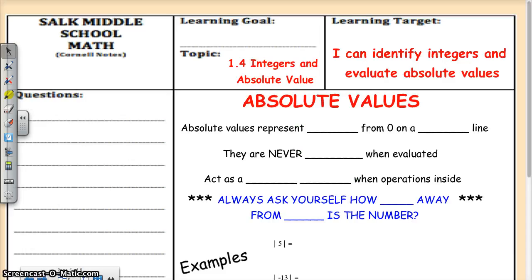Moving on. Absolute values. Absolute values are a huge 7th grade standard. Remember, we represent absolute values with 2 straight bars. Absolute value represents distance from 0 on a number line. So distance from 0 on a number line.